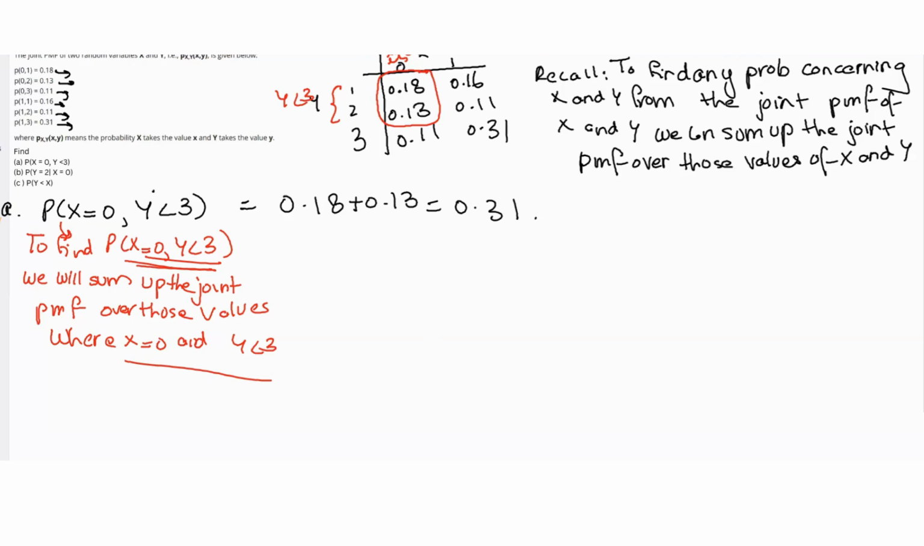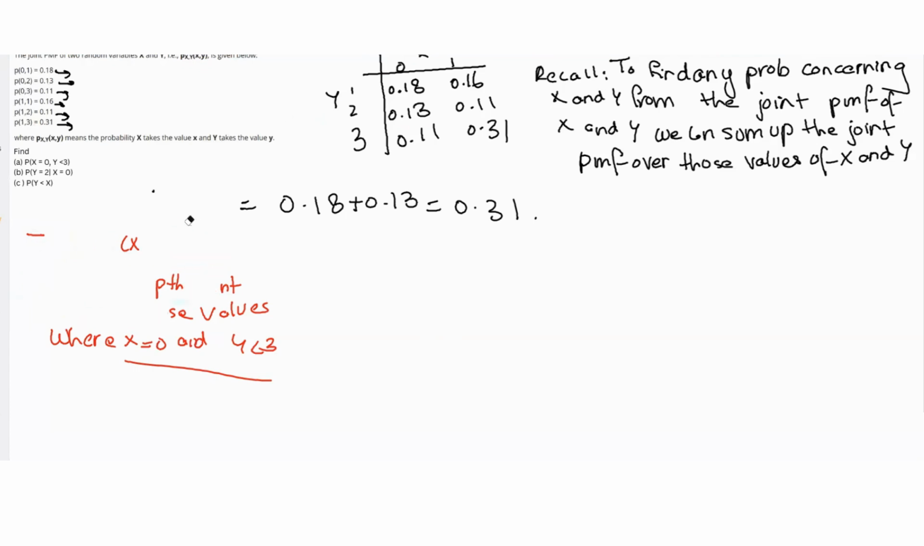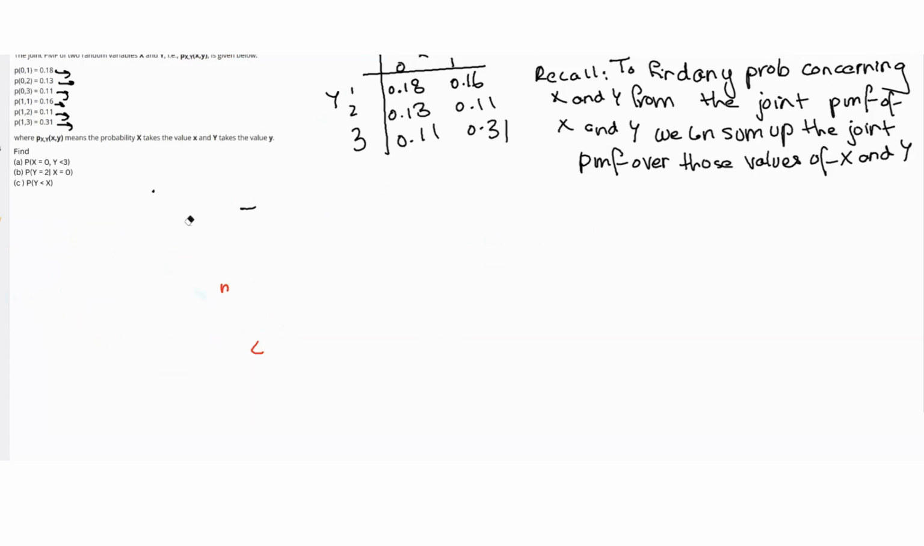Now let's move on to the second part. Let's just erase this. Let's quickly rewrite this and do the second part. The second part is actually a conditional probability: the probability y is 2 given x is 0. Since it's a conditional probability, we'll first apply the definition of conditional probability. So the probability y is 2 given x is 0 is the probability y is 2 and x is 0 divided by the probability x is 0.